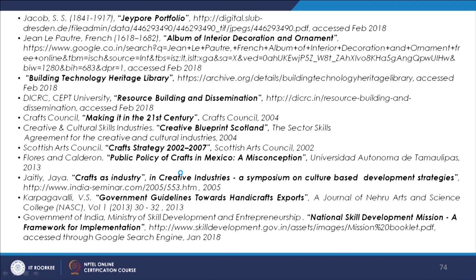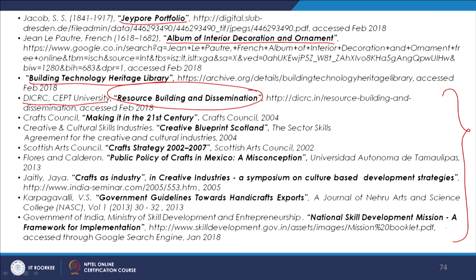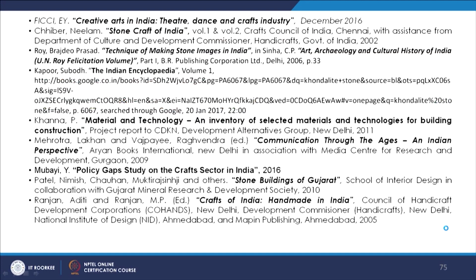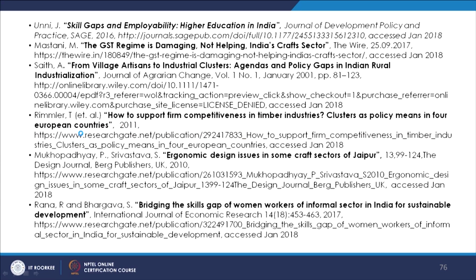Specifically for this module, I have put up the Jaipur portfolio, the album of interior decoration and ornament that we saw, the building technology heritage library, the resource building and dissemination part covered by the DICRC, and then we have a lot of other common references that we have been seeing back and forth. Some more over here, what you see on the slide. Here again, this is very significant: Material and Technology, inventory of selected materials and technologies for building construction. This is also a very rich repository and a resource to fall back upon. More references here.